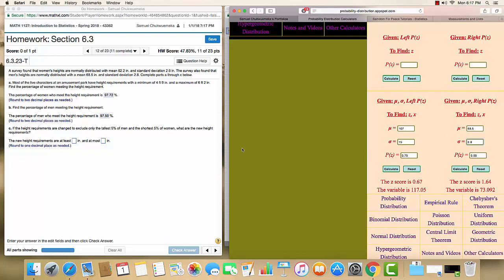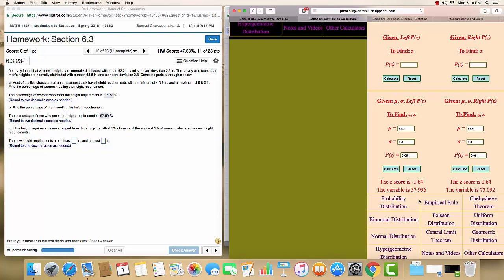The shortest 5% for the women is to the left. So 0.05 is what I'll put here. I use the mean for the women, and that is 62.2 inches, and the standard deviation for the women is 2.6. Okay, calculate. So we see that the new height requirements, you see that now.